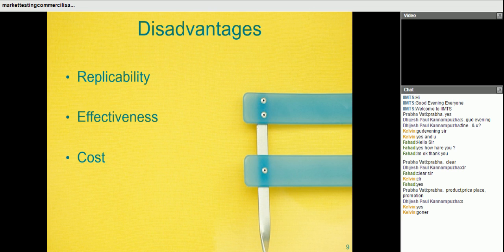Any doubt so far? Anyone has? Okay. Prabha says no, Fahad says no. Dijesh and Kelvin, any doubts?